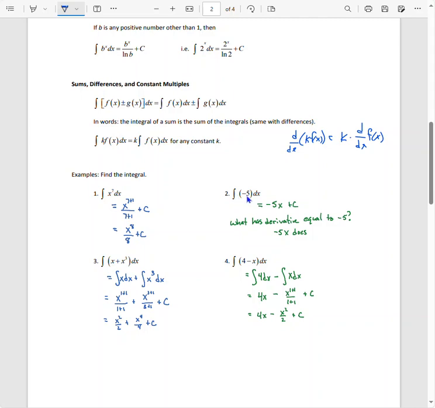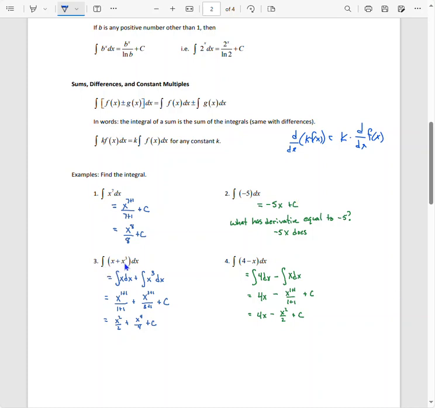Number 2, the integral of negative 5 dx. Well, what has derivative equal to negative 5? Negative 5x does. So the antiderivative of negative 5 is negative 5x plus c. Always plus c until I tell you different, which will probably be in the next section.